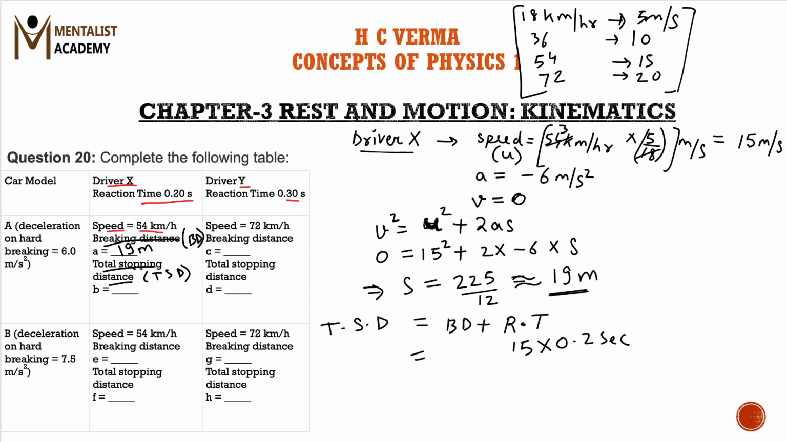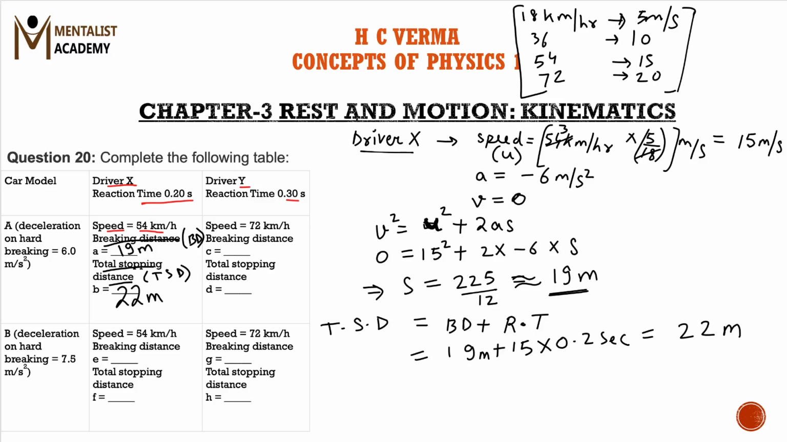BD is 19 meters plus 15 into 0.2, which is 3. So 19 plus 3 would be 22 meters. So total stopping distance would be equal to 22 meters.